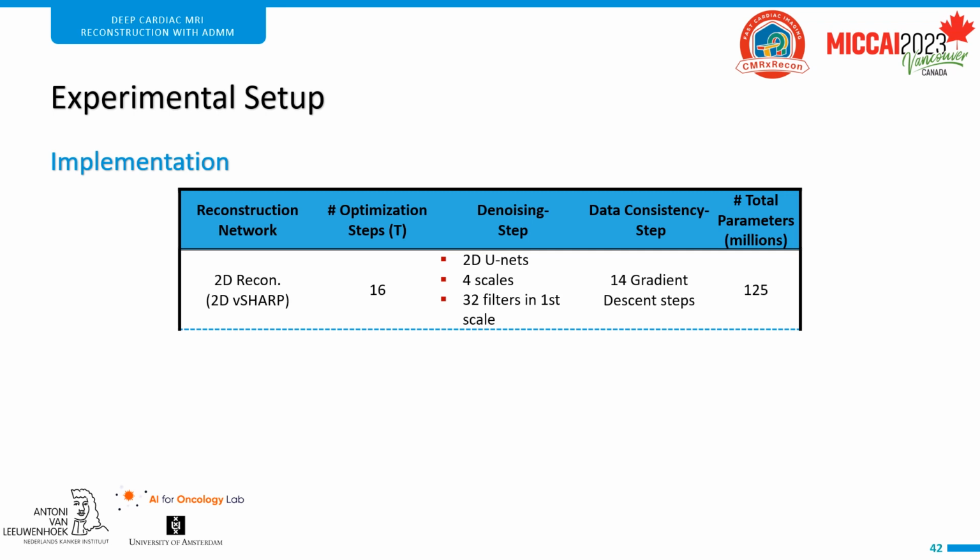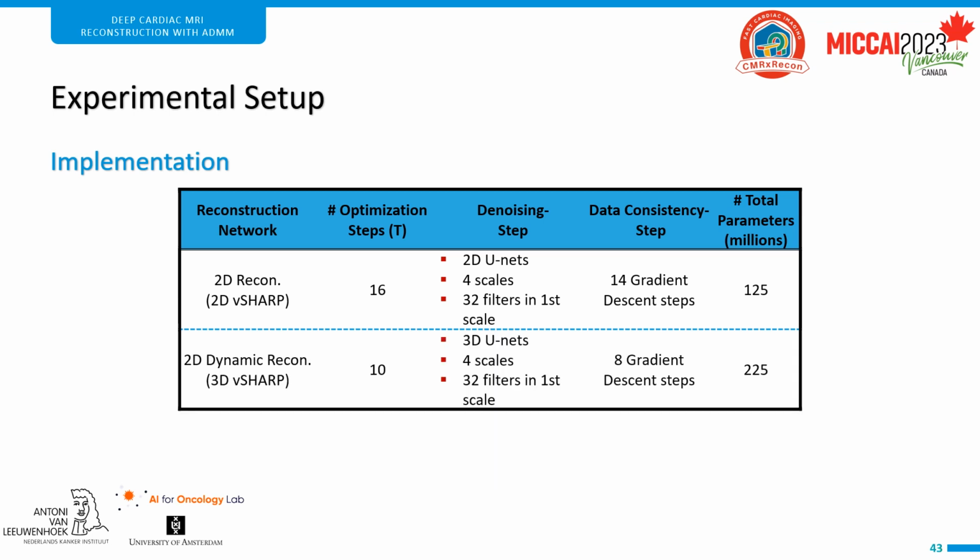Our first experimental setup focused on 2D reconstruction. Our goal here was to solve for each slice or time frame of 2D data independently. Hence, as a reconstruction network we employed a 2D V-SHARP model using 16 ADMM optimization steps. We also exploited 2D UNets with 4 scales as denoisers, each featuring 32 filters in the initial scale, and performed 14 gradient descent steps for data consistency. Using these hyperparameters, the total number of trainable parameters amounted to 125 million.